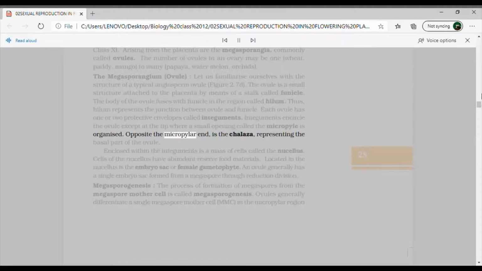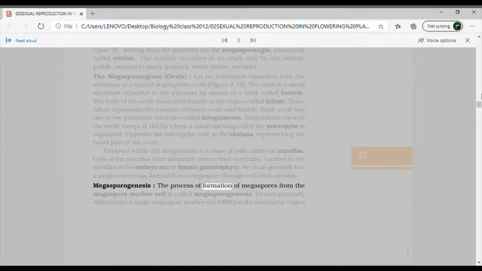Opposite the micropylar end is the chalaza, representing the basal part of the ovule. Enclosed within the integuments is a mass of cells called the nucellus. Cells of the nucellus have abundant reserve food materials. Located in the nucellus is the embryo sac or female gametophyte. An ovule generally has a single embryo sac formed from a megaspore through reduction division.